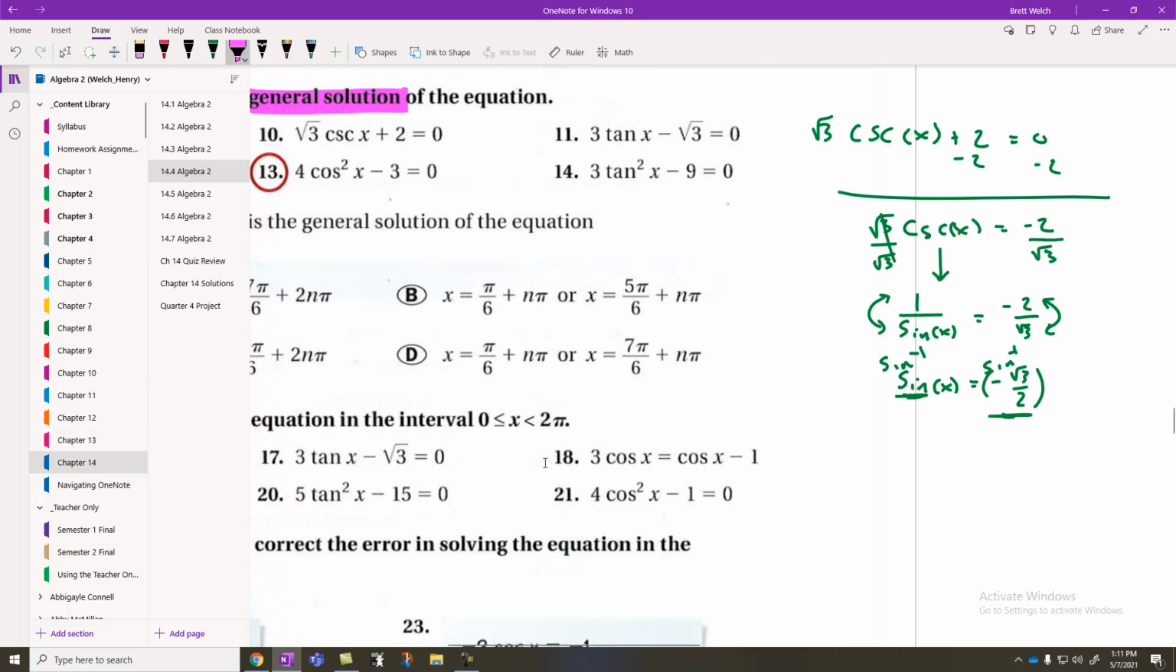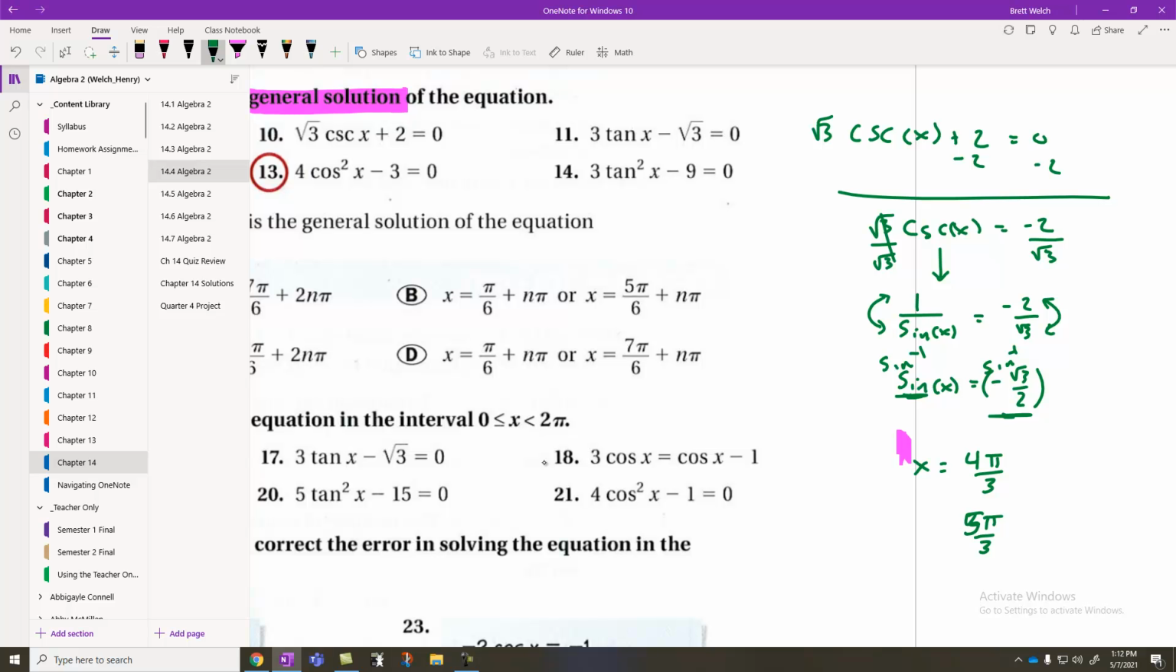So let's go back to here. We're going to say that x would equal 4 pi over 3, and underneath it I'm going to write or 5 pi over 3. Now those are two specific answers from the circle.